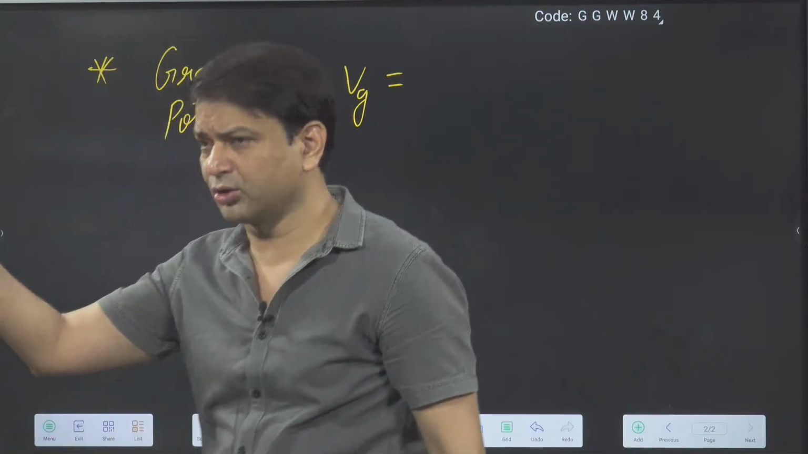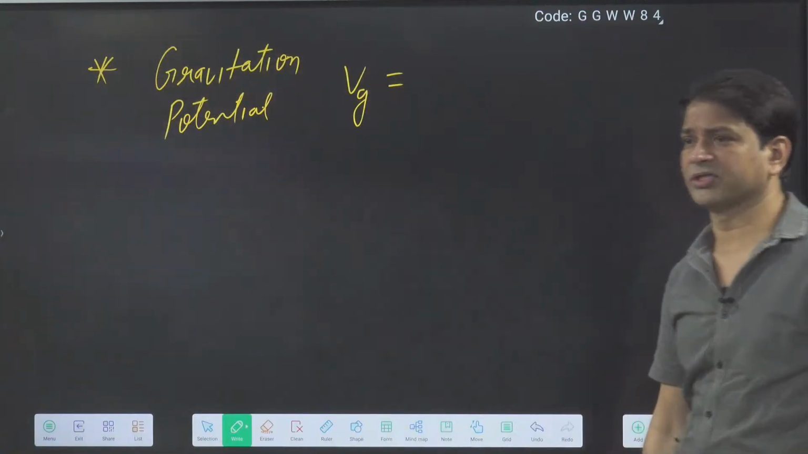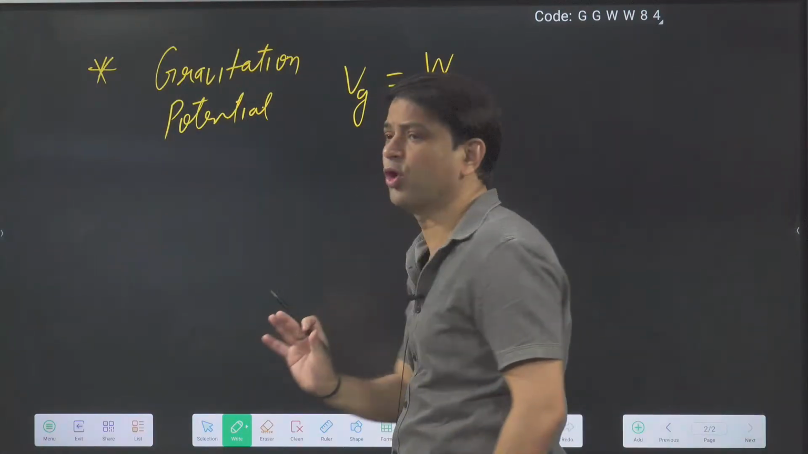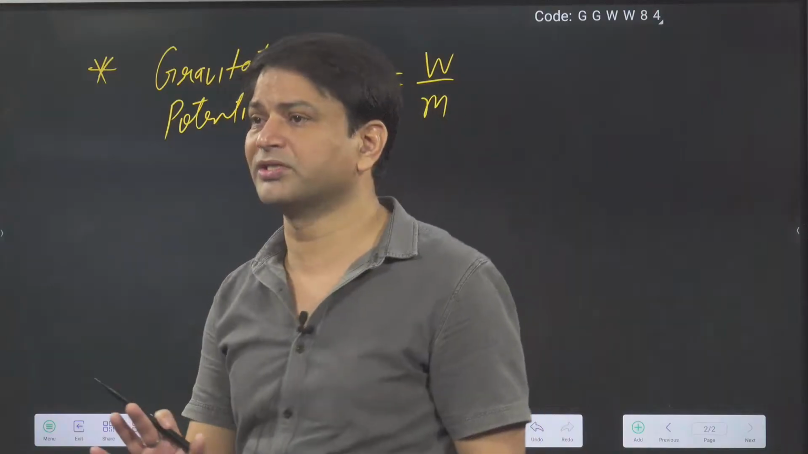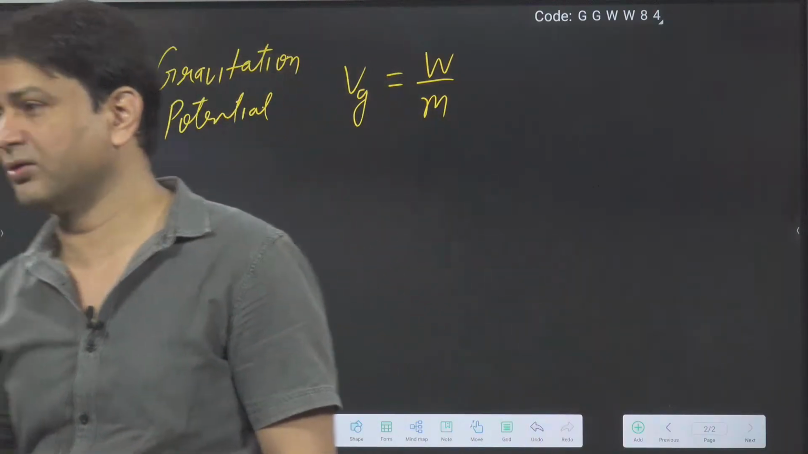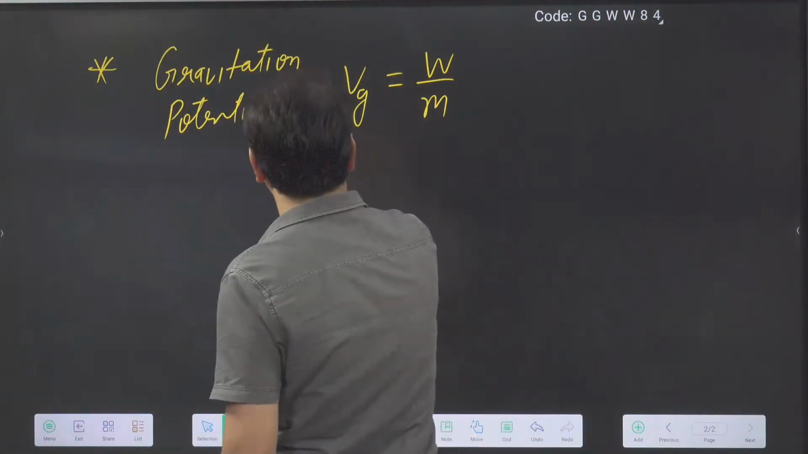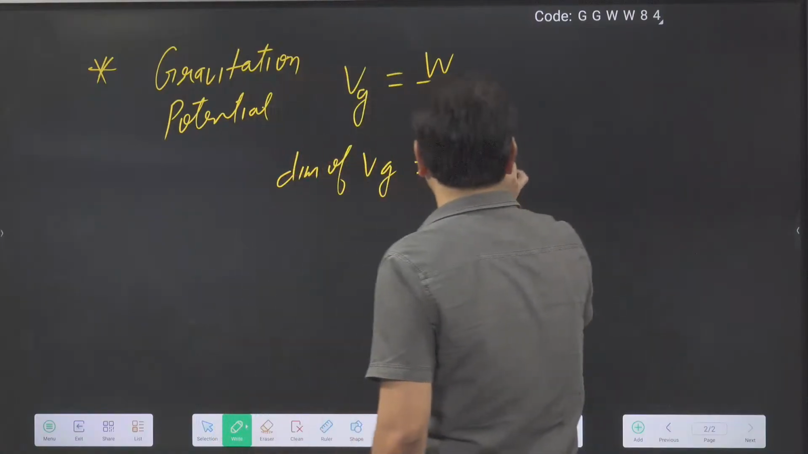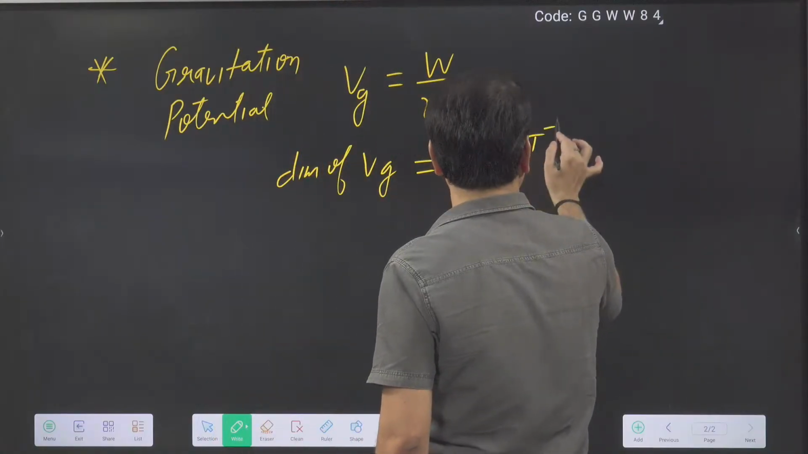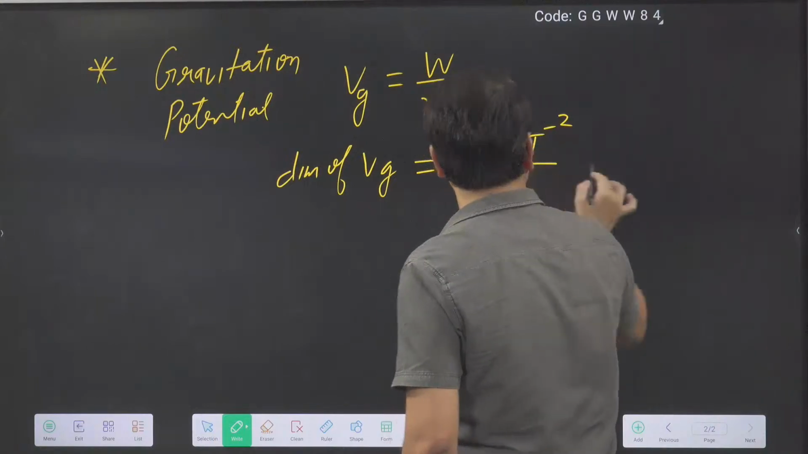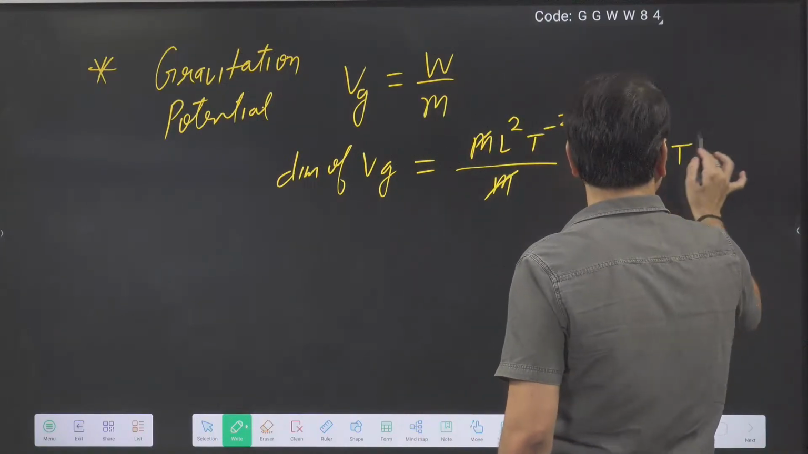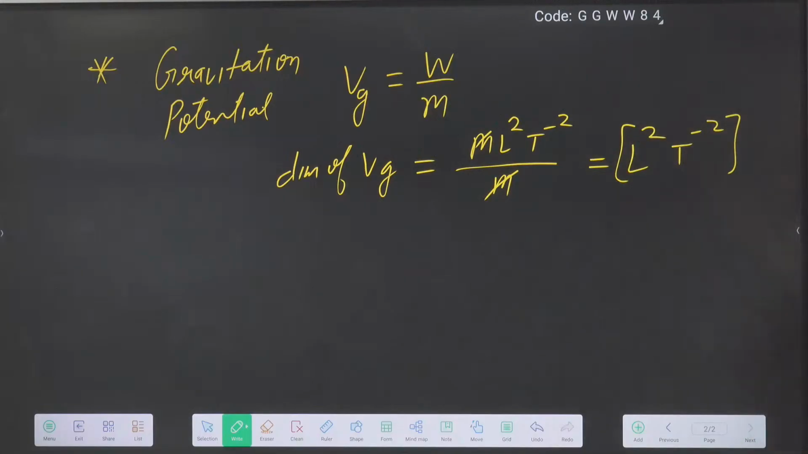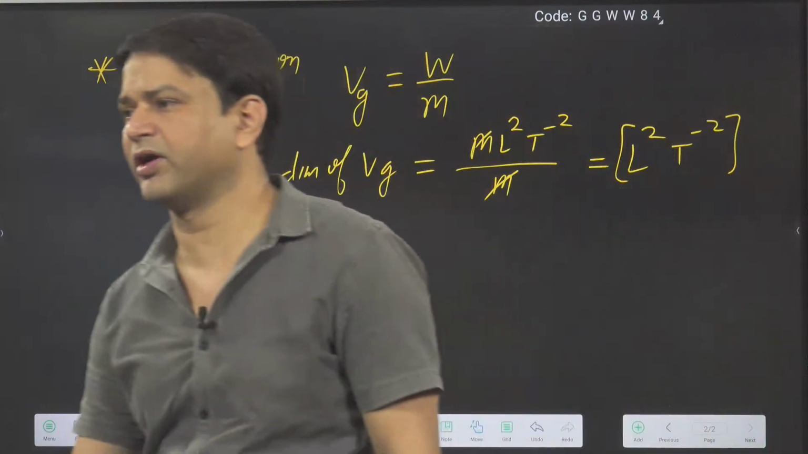In 2022, they even asked the dimension of gravitation potential. Then Vg is W by M. This is the simplest formula for gravitation potential from which you can find that dimension. Now I can get the dimension of Vg. Work done is ML2 T minus 2, upon M. M and M cancel out, what did you get? L2 T minus 2. Everybody got it or not? It is the easiest way to get the dimension of the gravitation potential.